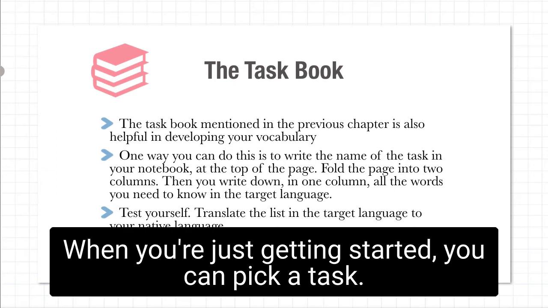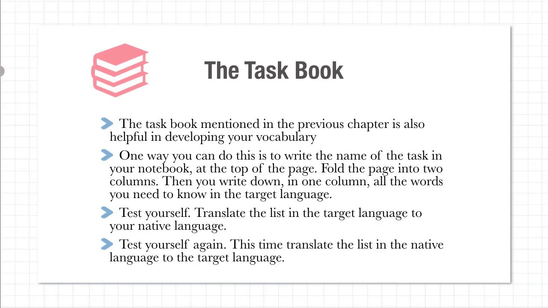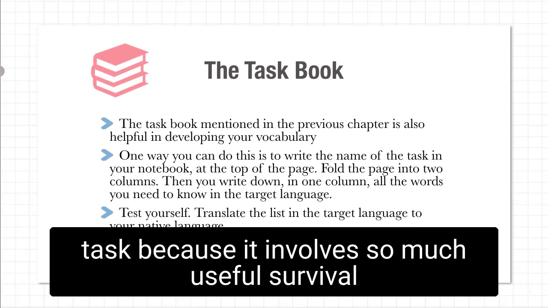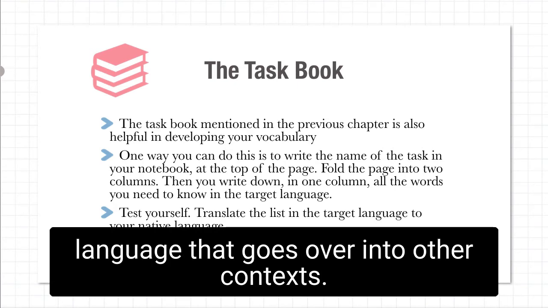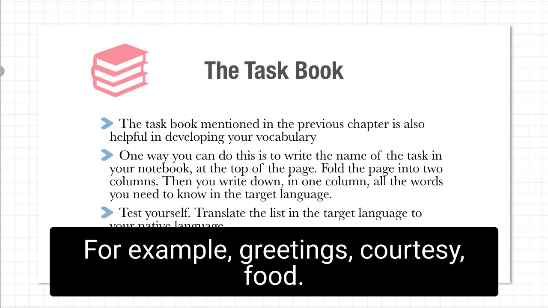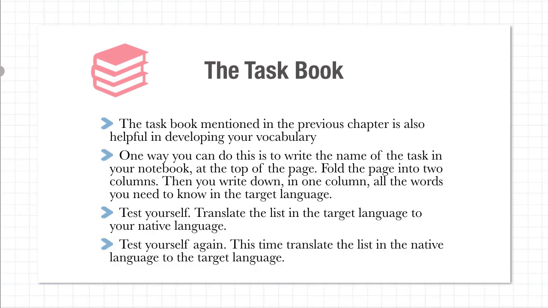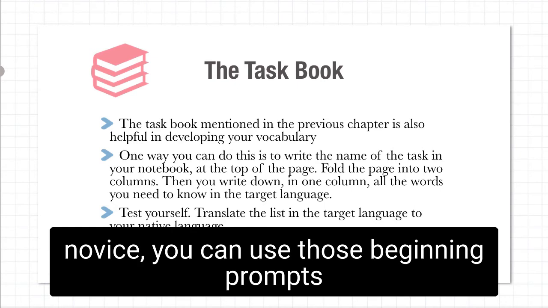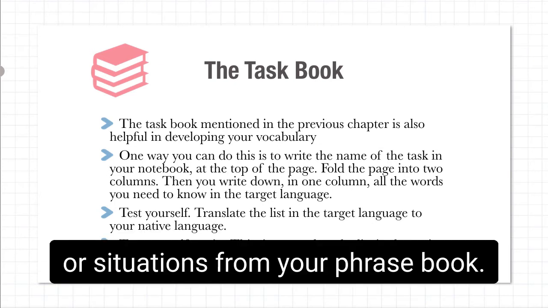When you're just getting started, you can pick a task. I really like using restaurant as a beginning task because it involves so much useful survival language that goes over into other contexts. For example, greetings, courtesy, food. They're super useful. When you're an absolute novice, you can use those beginning prompts or situations from your phrase book.